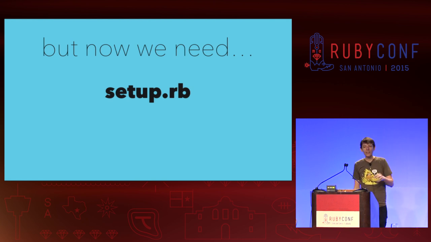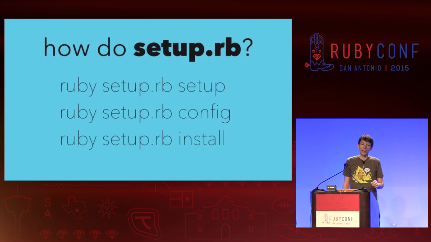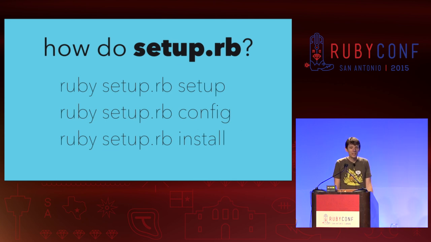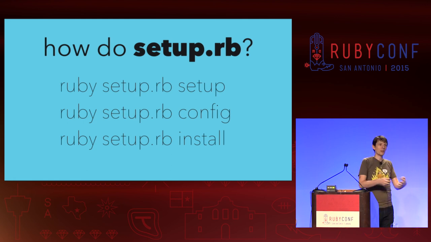So amazingly, setup.rb is actually still around on the internet. I love the website. It's i.loveruby.net. You can even download it if you want to use it. But no one has touched it since about 2005, so I probably wouldn't recommend it. So at its core, setup.rb is basically a Ruby implementation of the classic Unix trinity of commands, configure, make, install, except for Ruby files. So you have setup, config, install.